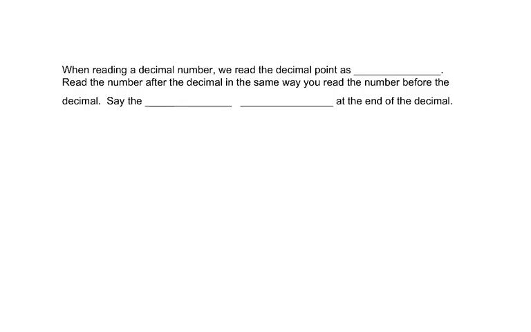When we read a decimal, we read the decimal point as the word and. In chapter 1, I told you we don't say the word and, and that's because the and is reserved for when we see a decimal. So we read the number after the decimal the same way you would read a number before the decimal, but we say the place value at the very end.